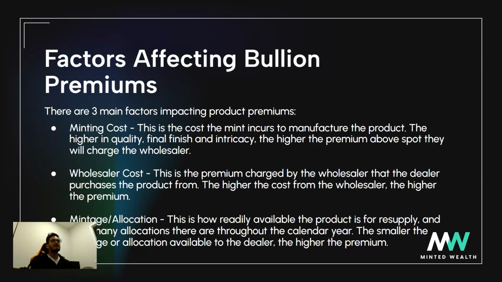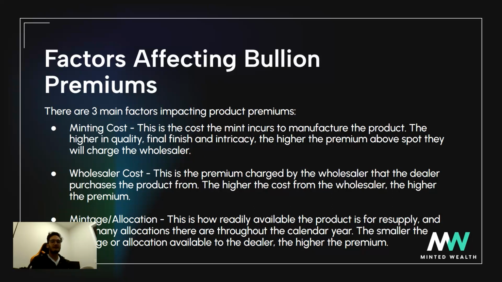Now, let's go over factors affecting bullion premiums. So there's three main factors that impact product premiums. And of course, the first one is the minting cost. So this is the cost the mint incurs to manufacture the product. And generally, the higher in design quality, final finish, and intricacy means the higher the premium the wholesaler will be charged to buy from the mint.